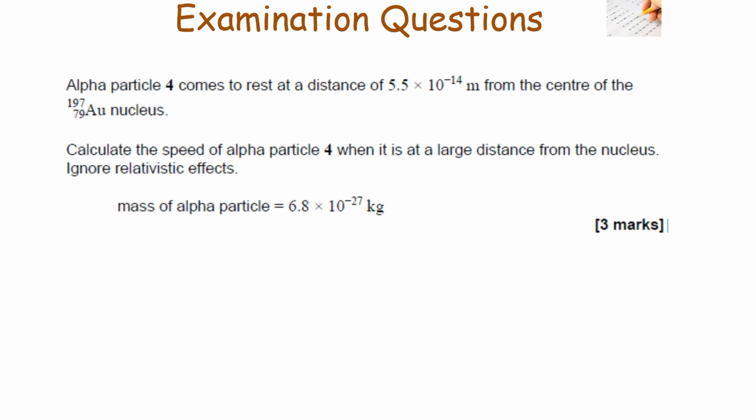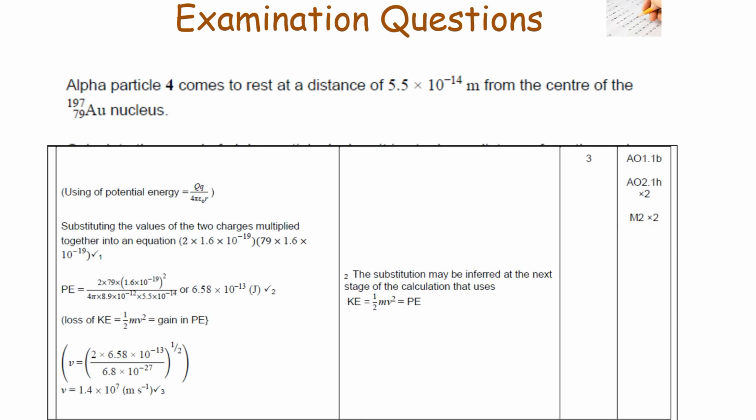Again, where does this come from? It's the idea that our kinetic energy has turned into electrical potential energy. So what we can therefore do is link the two together. So the loss of kinetic energy is equal to the gain in potential energy. So we can say a half mv squared is equal to q1 q2 over 4 pi epsilon 0 r, and then we can rearrange this and make v the subject.